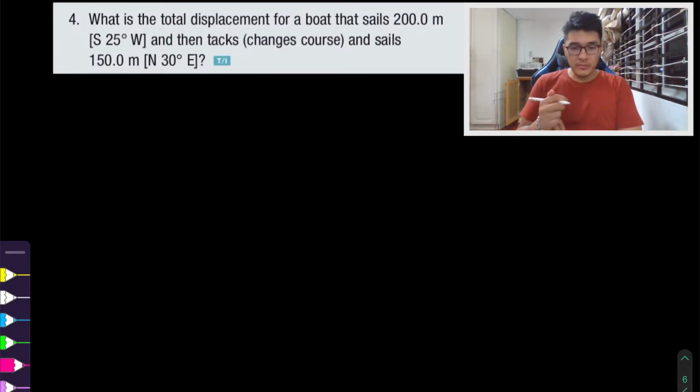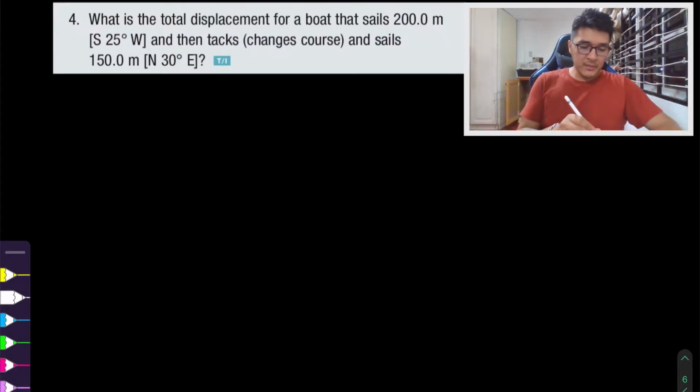For question number 4, it asks, what is the total displacement for a boat that sails 200 meters south, 25 degrees west, and then tacks, which means changes course, and sails 150 meters north, 30 degrees east.